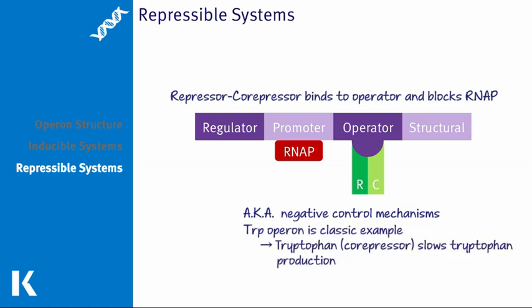The trp operon is one common example of a repressible system the MCAT might ask you about. When the environment is super high in tryptophan, it actually acts in a negative feedback mechanism. The tryptophan molecules are the co-repressor, so the bacteria stops making tryptophan by itself when there's a ton of it lying around to stick to the operator, because you shouldn't waste energy making tryptophan that you can find in your environment.